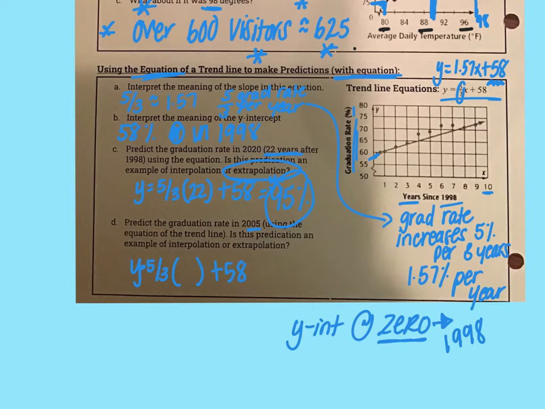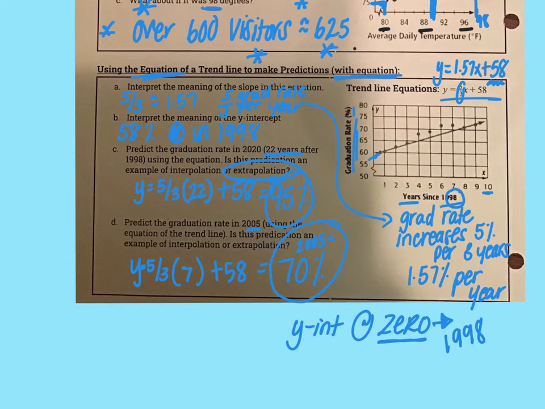Now, when I do this, I'm going to start counting since 1998. So if I do that math, 2005 to 1998, that's 7 years. So I'm going to put 7 here. I'm going to do my math. Same thing as before, typing into my calculator, 5/3 times 7 plus 58. And I'm going to round that up to 70. So my graduation rate in 2005 would be 70%.